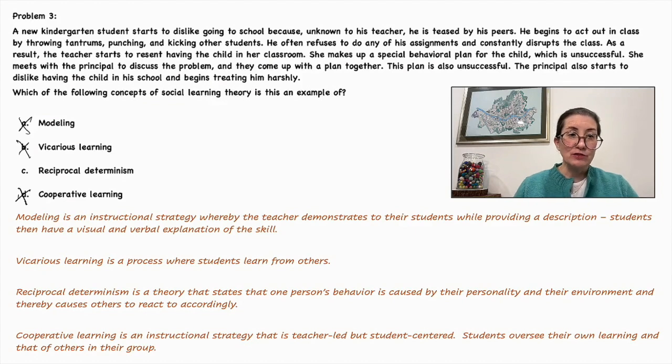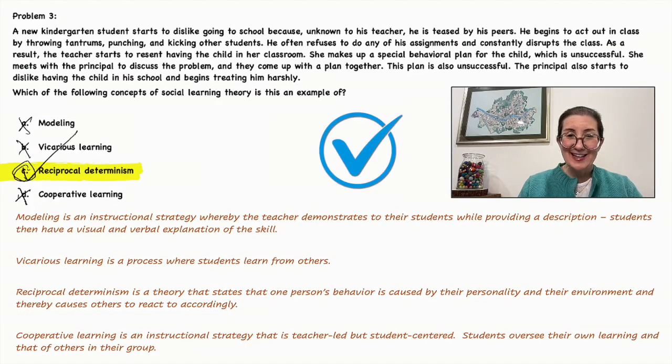Now let's look at reciprocal determinism. This is a theory that states that one person's behavior is caused by their personality and their environment, and thereby causes others to react accordingly. And that is exactly what is happening here. So reciprocal determinism is the correct answer.